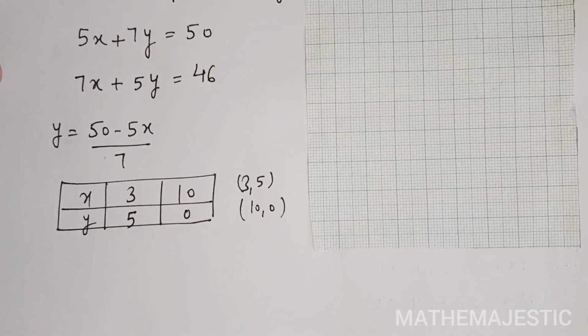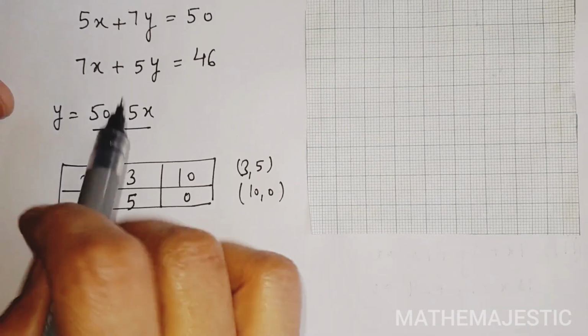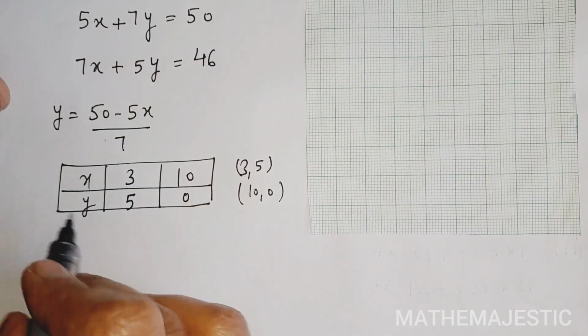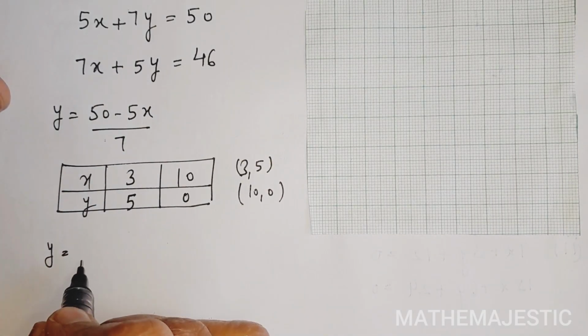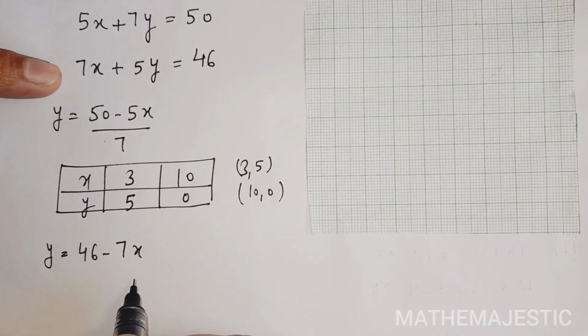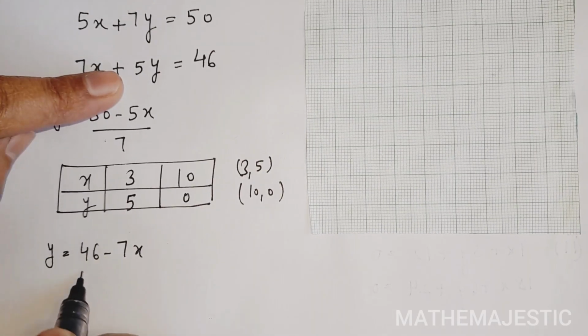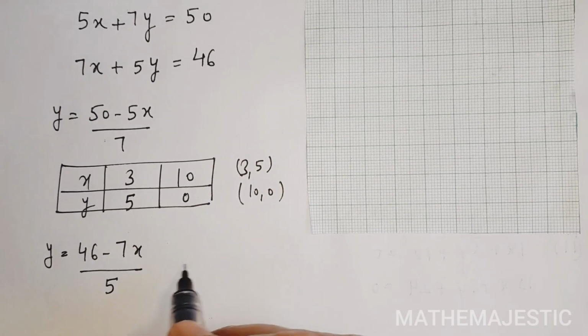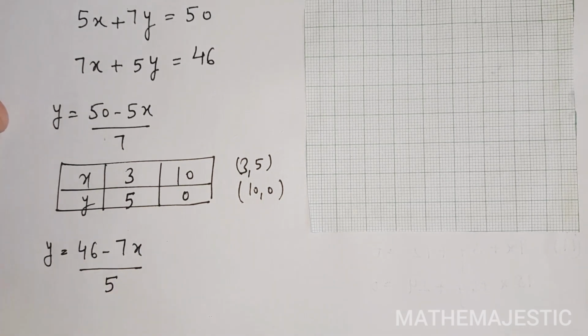Similarly, we will formulate the second table also. The second equation was 7x plus 5y is equal to 46. So we will first find the value of y from here. 46 minus 7x. First we will shift the 7x to the other side. Then we will divide by 5. This is the value of y here. So we will formulate the table here also.